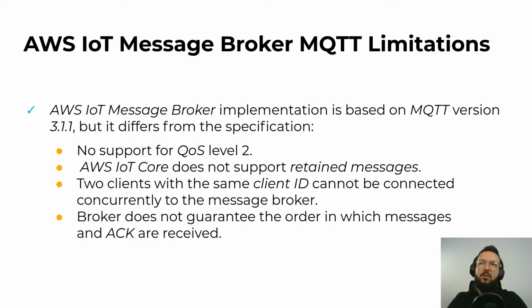I also talked about the MQTT limitations when it comes to the support on the IoT Message Broker side. So at this moment, the IoT Message Broker implementation is based on version 3.1.1. But there are some differences from the specification. As I said, AWS IoT Message Broker does not support quality of service level 2. So there is unfortunately no way to have exactly once delivery guarantees on the IoT Message Broker at the moment. Additionally, AWS IoT Core does not support retained messages.